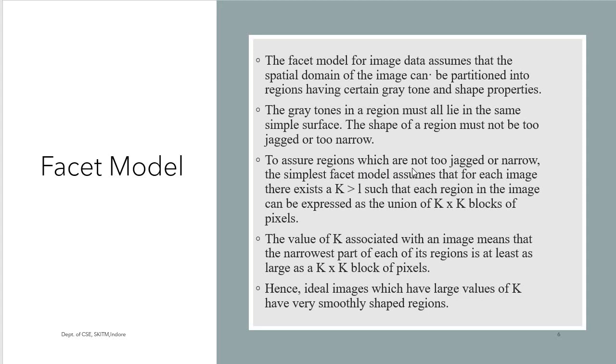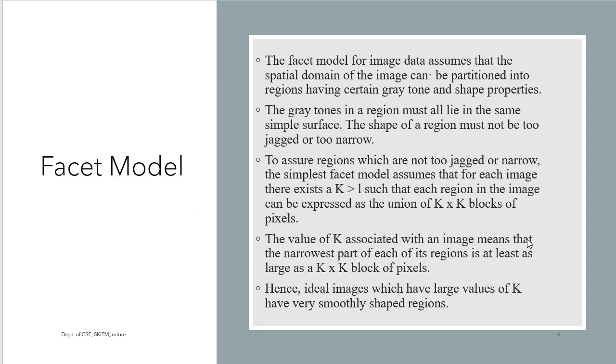So to assure the regions are not too jagged or narrow, the simplest facet model assumes that for each image there exists a k greater than 1 such that each region in the image can be represented by the union of k cross k gray blocks of pixels. So, the region should not be very small and it should not be very big.